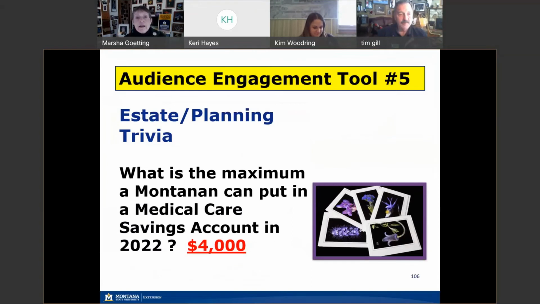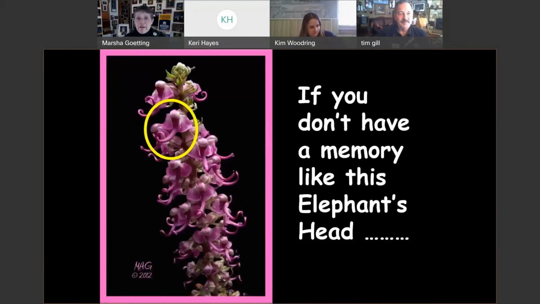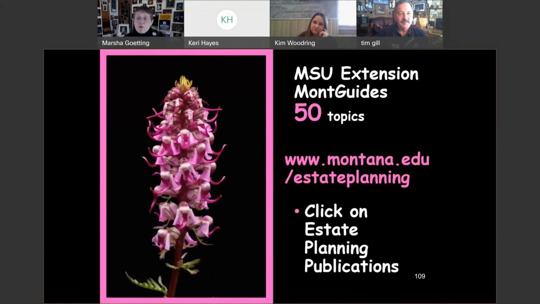And let's see, those of you, Carrie, do we have some winners about the Montana Medical Care Savings Account? Yes, Marsha, there were 2 people that got it right. Okay, that's great. And how about the date for the beneficiary designation? What date it went into effect for the vehicle and vessel? Did anyone have that one right? One person said October 2021. Is that correct enough? Yes, okay, we'll count that one.